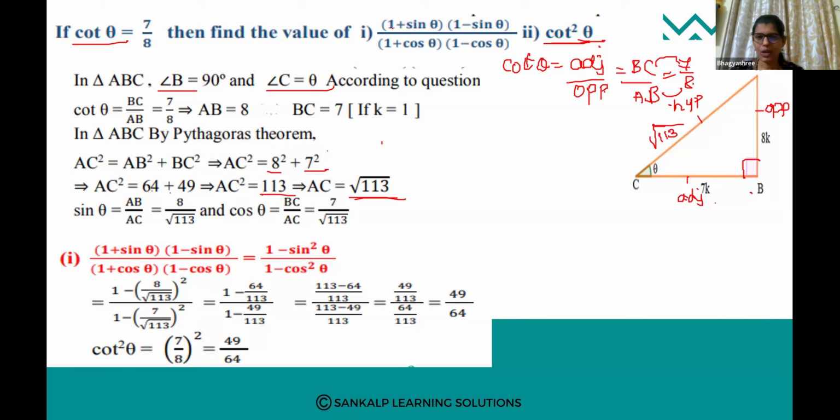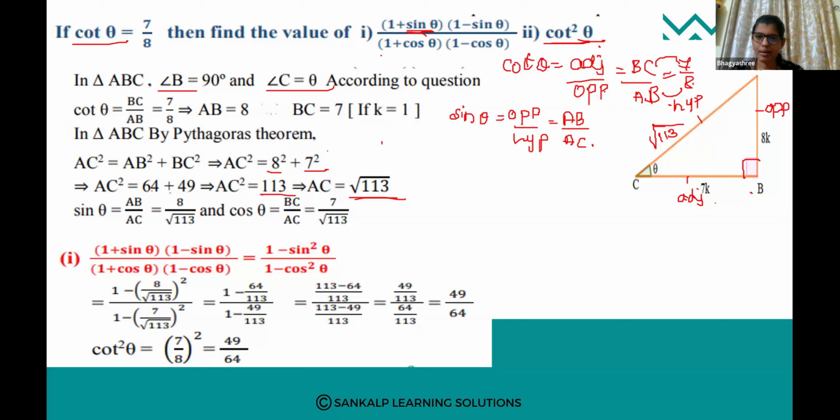Now, what do we want? Sine theta. They have asked 1 plus sine theta. So what do we need now? First, we need to find out sine theta. What is sine theta? Opposite side divided by hypotenuse, right? Opposite side is AB. AB divided by AC. AB value is 8, AC value is square root of 113.